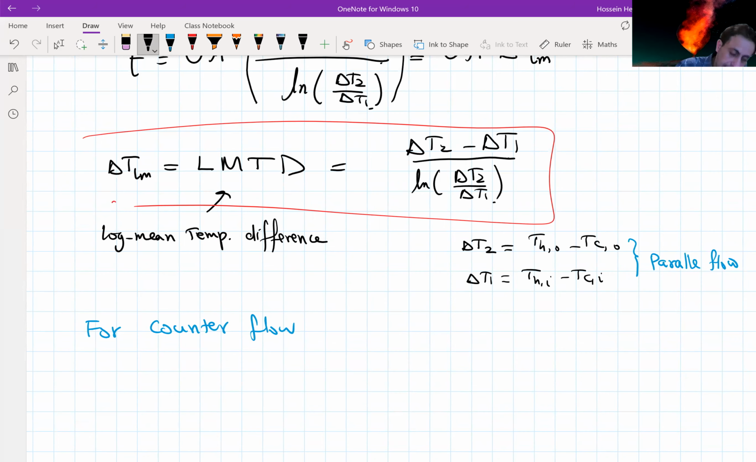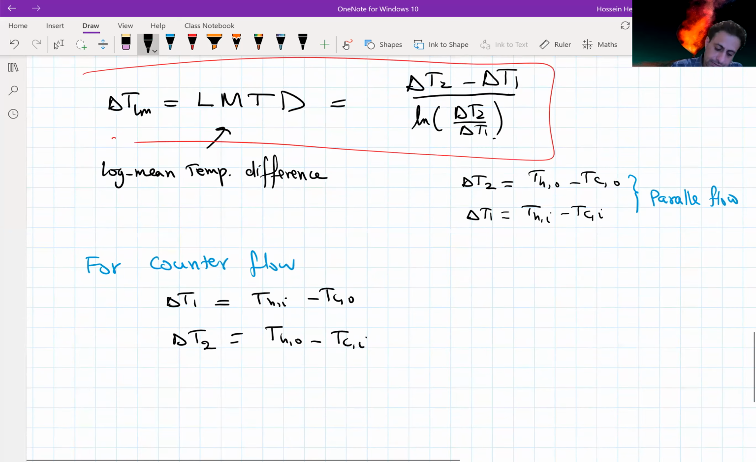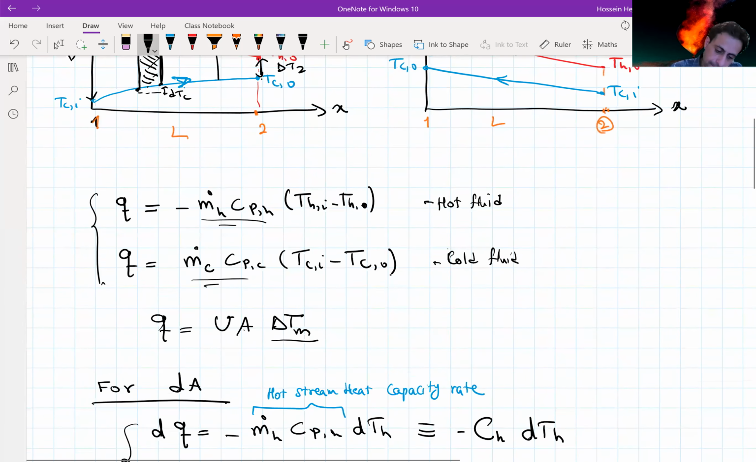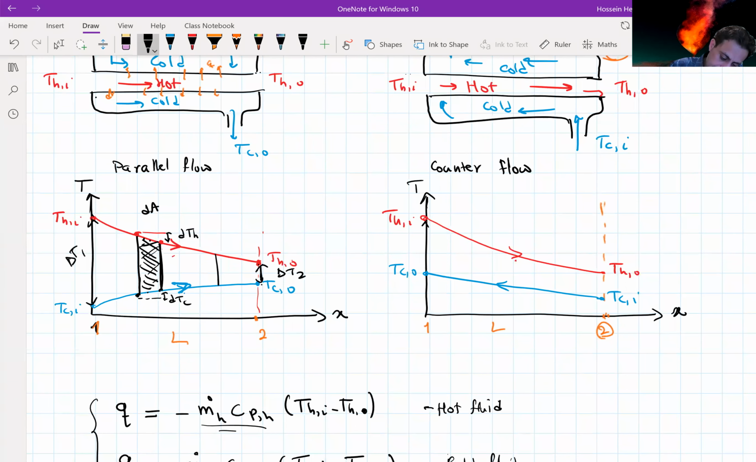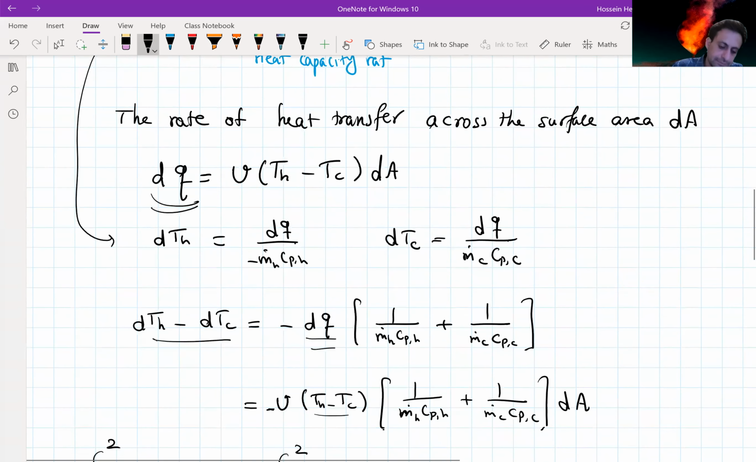For counterflow, we can get exactly the same definition of LMTD, but what we have is delta T1 is THI minus TCO, and delta T2 is THO minus TCI. So if you look at that, this is the difference. This is delta T1, and this is delta T2 that we have.